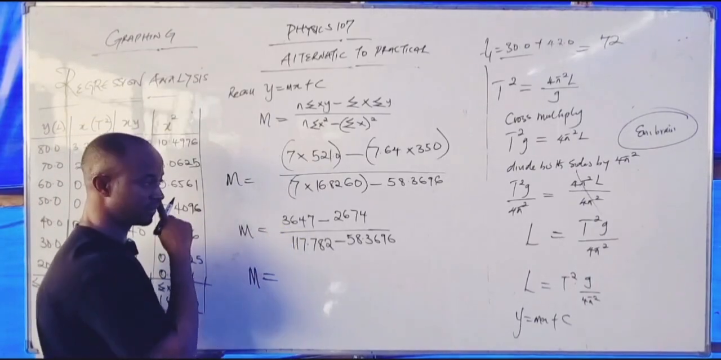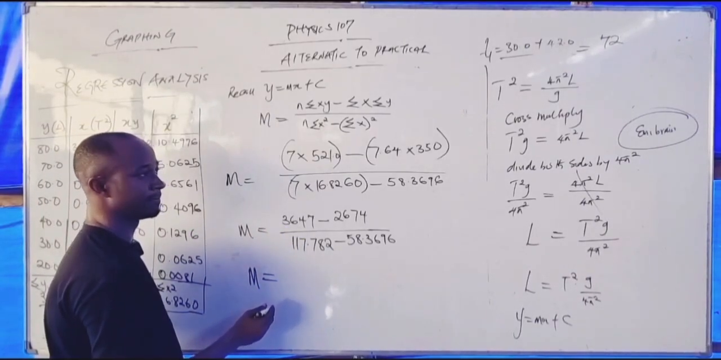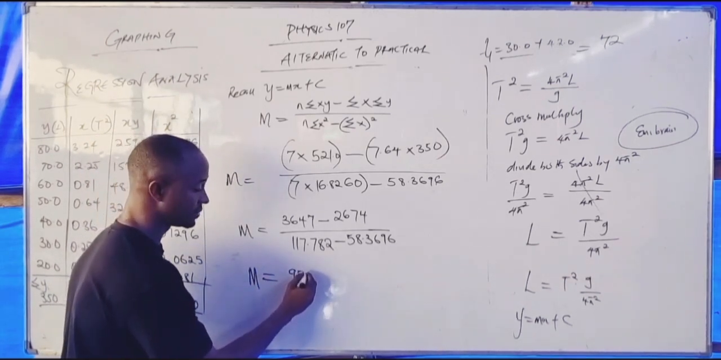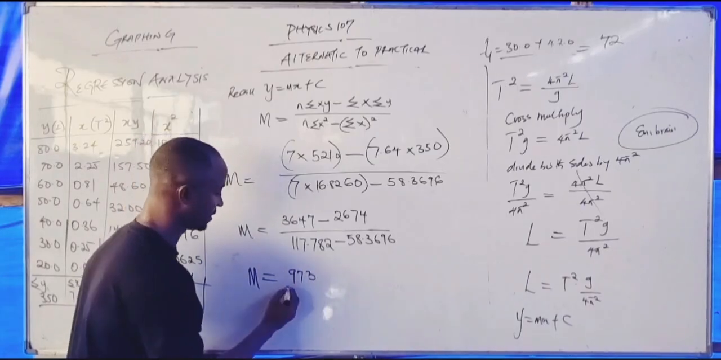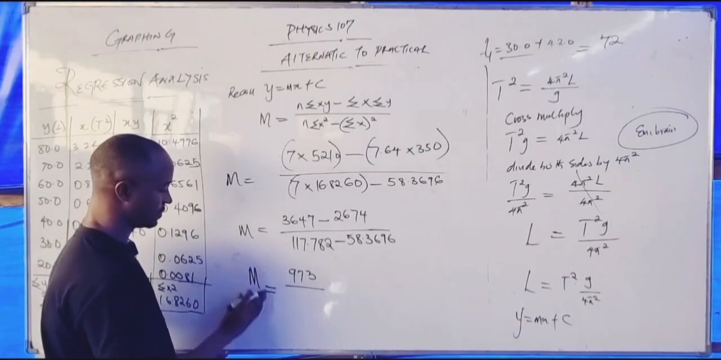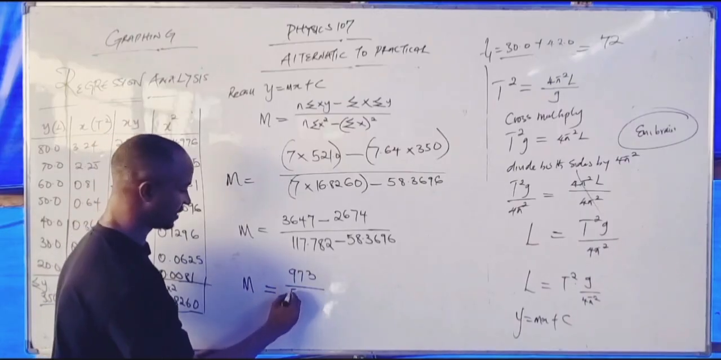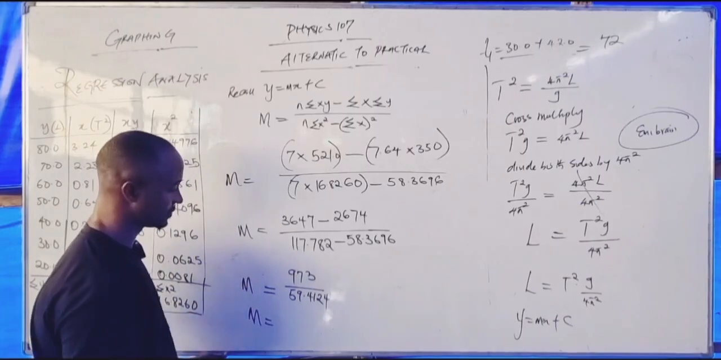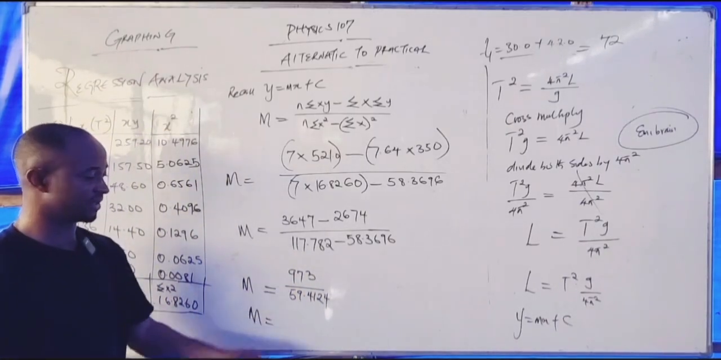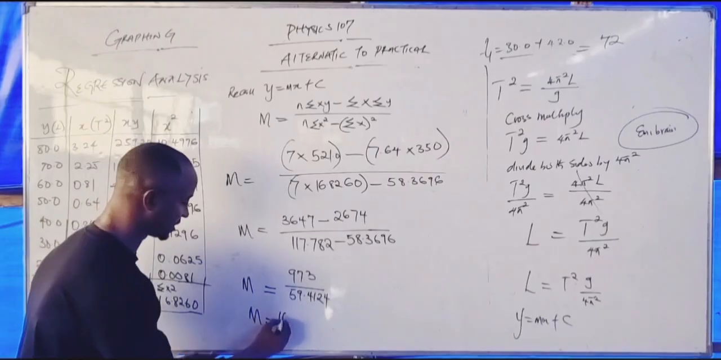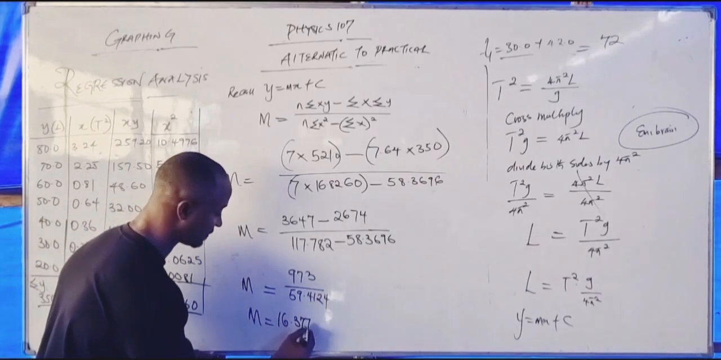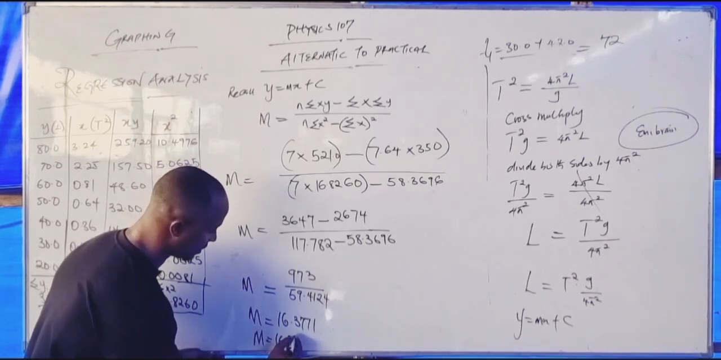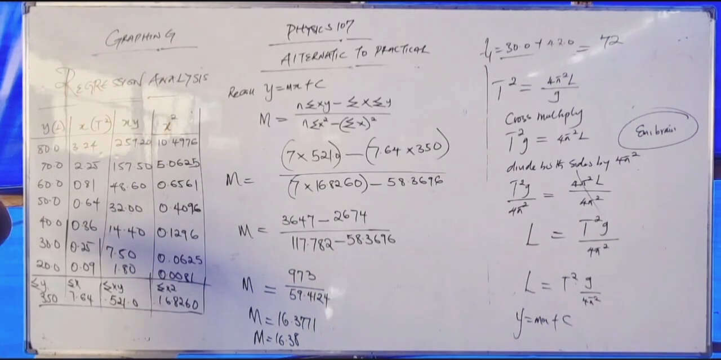Subtract for me the numerator and the denominator. Subtract the numerator. What do you have? 973 divided by 59.4124. So let's divide this. Divide 973 by 59.4124. 16 point what? 3771. Our slope can be 16.38. Right?